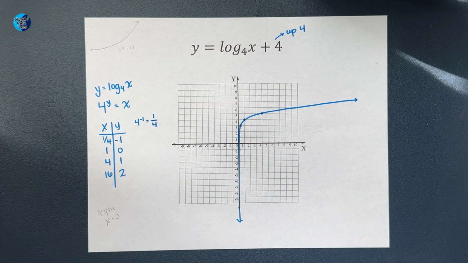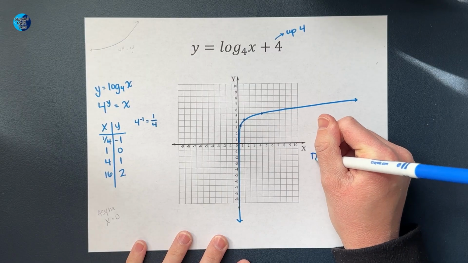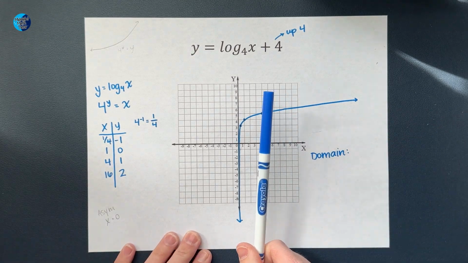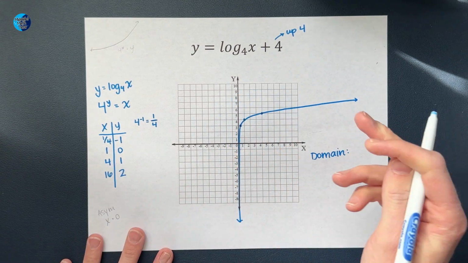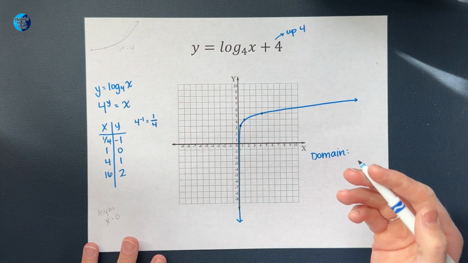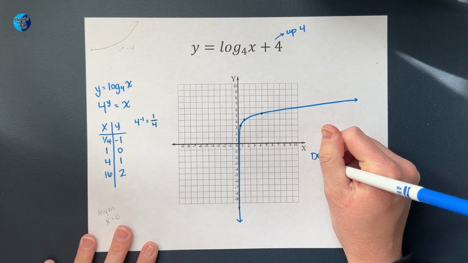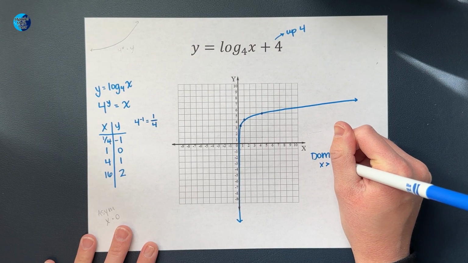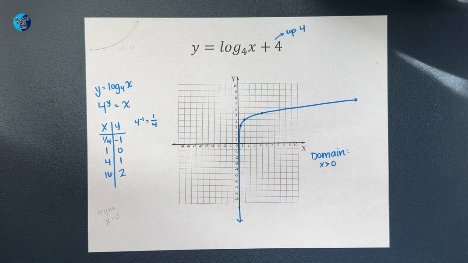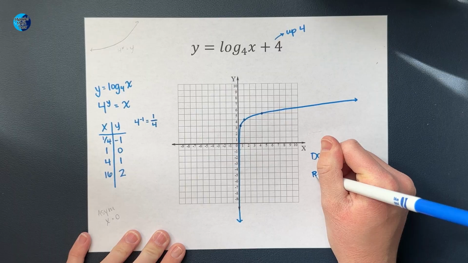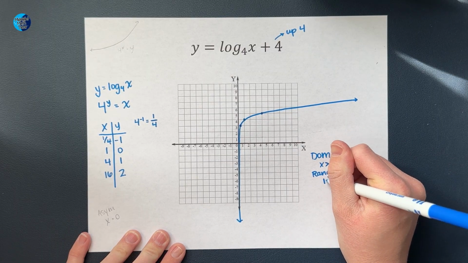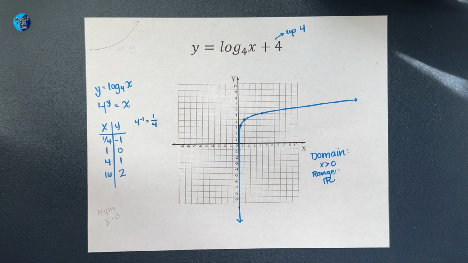Now, a lot of times when we do graph, we like to state what the domain and range are. So remember, domain is my x values. So I've got all these x values over here, but remember this gets closer and closer to 0, but never actually touches it. So my domain is x is greater than 0. Any number bigger than 0 for x will work for this graph. For my range, well, this graph is going to go up forever and down forever. So my range, my y value, all real numbers.